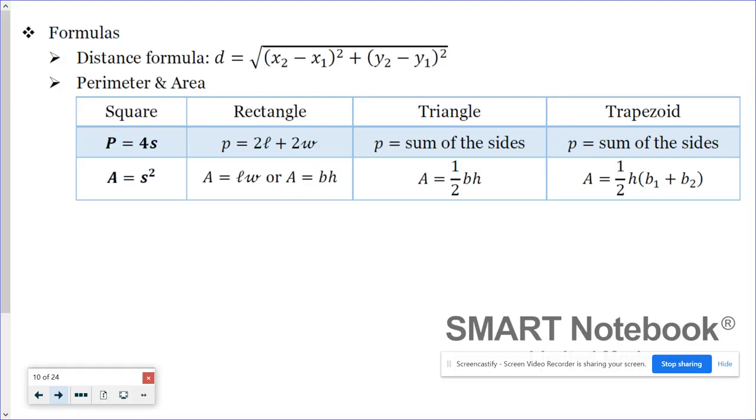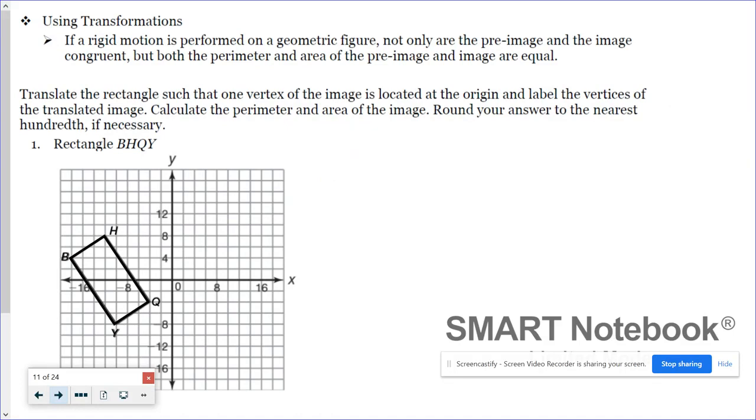And then, of course, we have our area formulas, and that gives us a general idea of what we need in order to find the area of a square, rectangle, triangle, or even a trapezoid on the coordinate plane. We can use transformations because if you perform a rigid motion, like a translation, a rotation, or a reflection, on a figure, the preimage and the image are congruent, which means the perimeter and the area of the preimage and the image are equal.